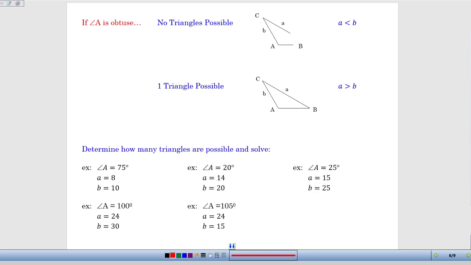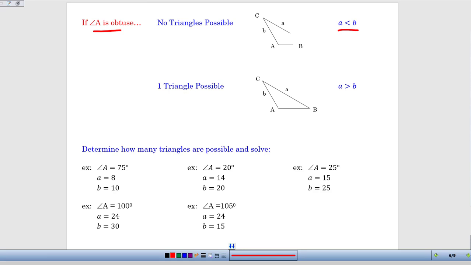The last two circumstances that we have to consider are when angle A, the given angle, is obtuse. If angle A is obtuse, then the two triangle possibility can't happen, so we don't have to concern ourselves with that. But we do have a circumstance where we could end up with no possible triangle, or one possible triangle, and that depends on the two lengths that are given to us. If angle A is obtuse and length A is shorter than length B in the given information, well then that means the triangle doesn't work.